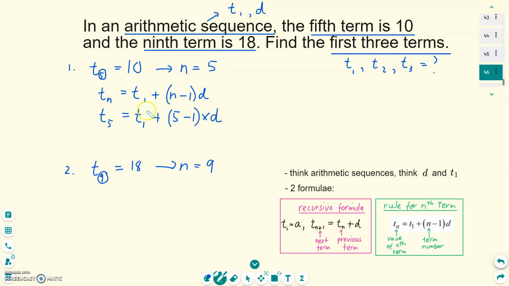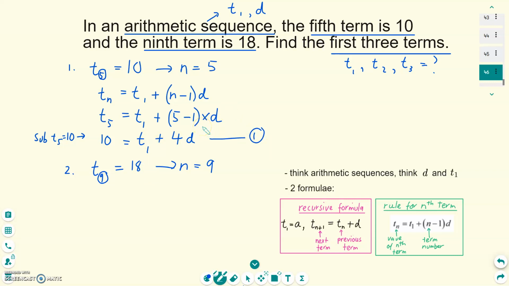The other bit that we can draw from this is T5 actually has a value, because I look here and I'm like, oh my God, there's so many unknowns. We've got T5, we've got T1, we've got D. How are we possibly going to solve this? Well, actually, remember, we have a value for T5. T5 is 10. Sub T5 is 10. And then you can just simplify it a bit as you go. 5 take 1 is 4. So simplifying those brackets, and then I have my first equation.